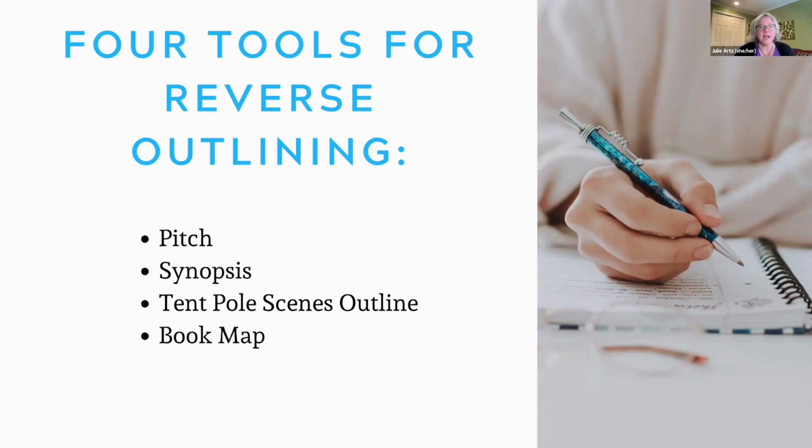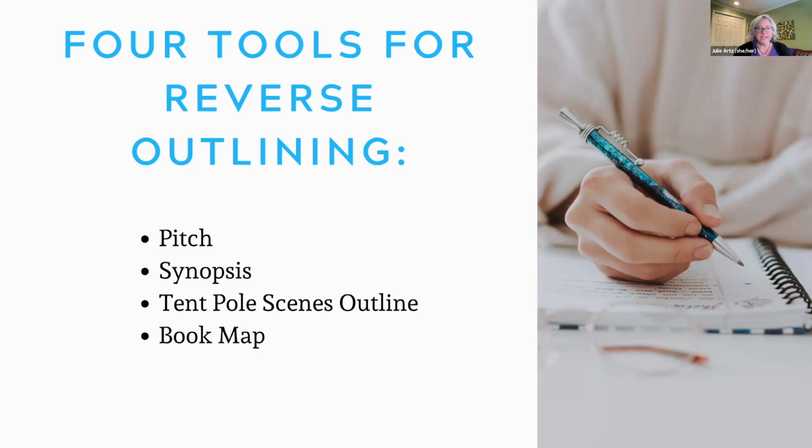I oftentimes will recommend that everybody starts with the pitch, and that's why we're going to talk about that first, and then pick one of the remaining methods of reverse outlining. And those 2 pieces together can be really, really, really useful. So you won't, for example, necessarily need to create a tentpole scenes outline, a book map, and a synopsis. You just will pick one of them that appeals to you.